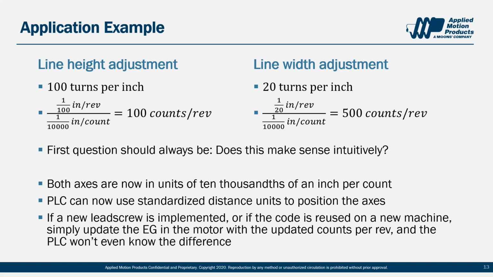Does this make sense? The new lead screw has 5 times fewer turns per inch than the original lead screw, and our equation tells us it requires 5 times more counts per revolution than the original lead screw to move the same physical distance. Does this check out intuitively? Yes. So with the formulas and checks done, we'll program our motors with the electronic gearing ratios we calculated, and we're off and running.